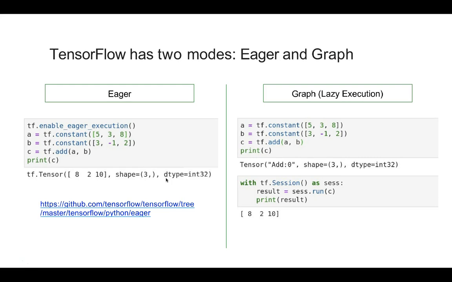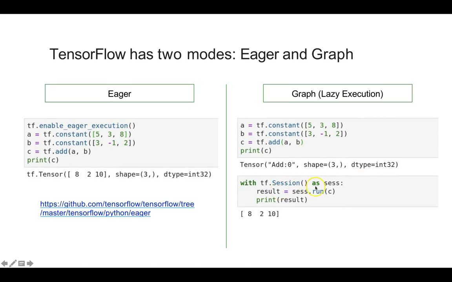Whereas in the graph mode, it is lazy evaluation. It is lazy execution, so it evaluates only when we need it. The first thing it creates is the DAG, the graph. If you see here, we have the tensors a and b. We are adding them and assigning them to c. If we print c, it doesn't give us back the results. It rather gives us the tensor name, where the graph is, what the shape of the data will be, and the data type.